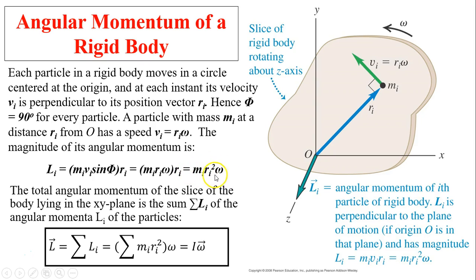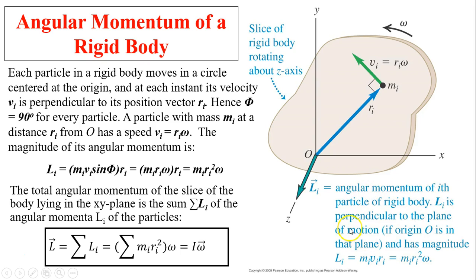So the angular momentum of each particle equals mi Ri squared times omega. Mi Ri squared is the moment of inertia of that particle. So when we add all the particles in this slice together, we get L equals I times omega. This is kind of like a disk rotating about the axis that's perpendicular to the disk.